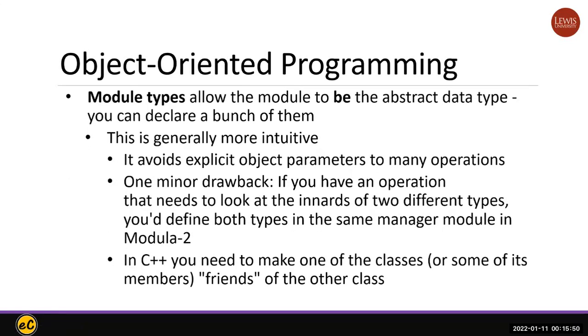In object-oriented programming, a module type allows the module to be an object data type. You can declare a bunch of them. This is generally intuitive. It avoids an explicit object parameter to many operations. In C++, you need to make the classes friends of each other. This is called a friend function, and a friend function can be operated like a static function. This one is a special feature of the C++ language. And a module type allows the module to be an abstract data type, and you can declare a bunch of them. It's available in Modula-2, but in general nowadays not a lot of people use it.